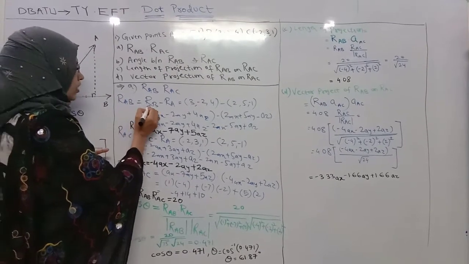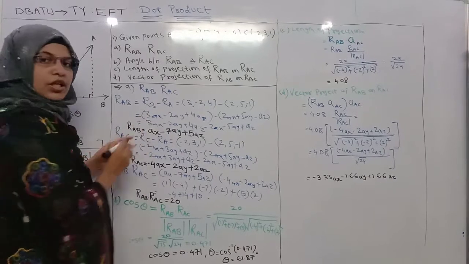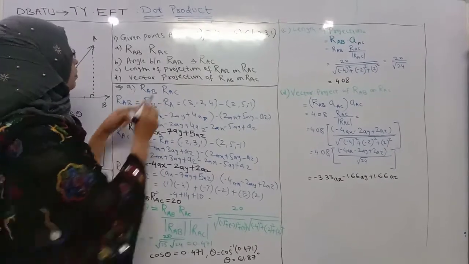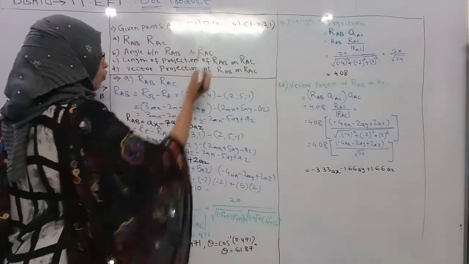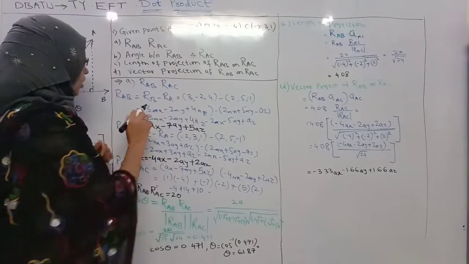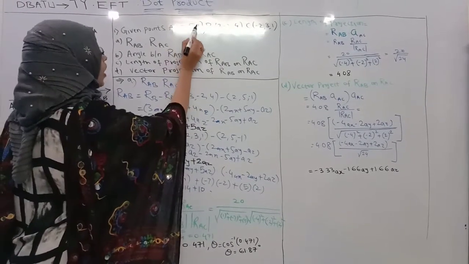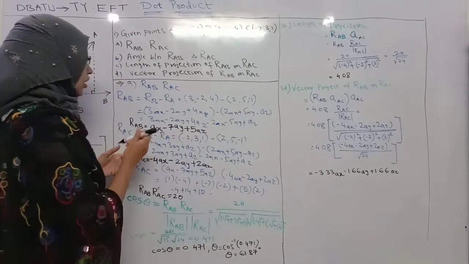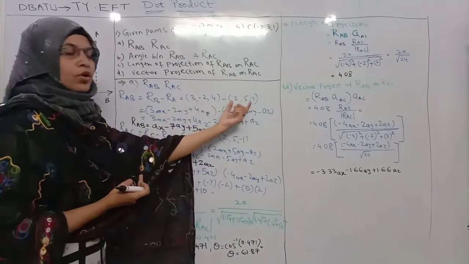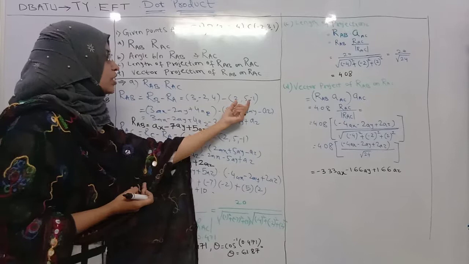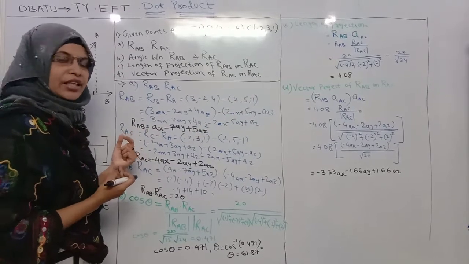So how can we calculate it? Second minus first, that is RB minus RA. What is my B? B is mentioned already: 3, minus 2, 4. What is my A? A is 2, 5, minus 1. Now, these are the points. Convert these points into the equation. How can I write the equation?